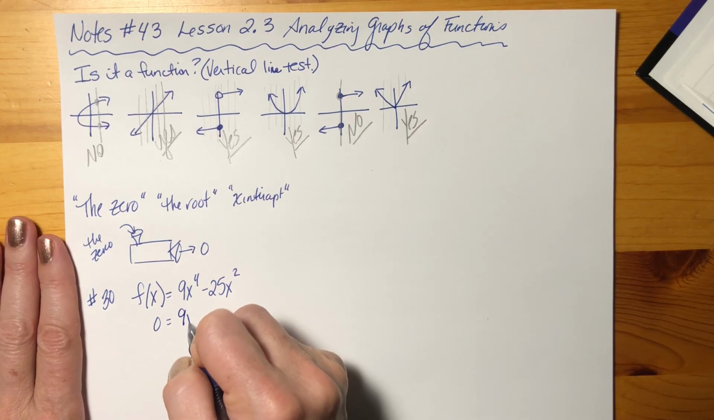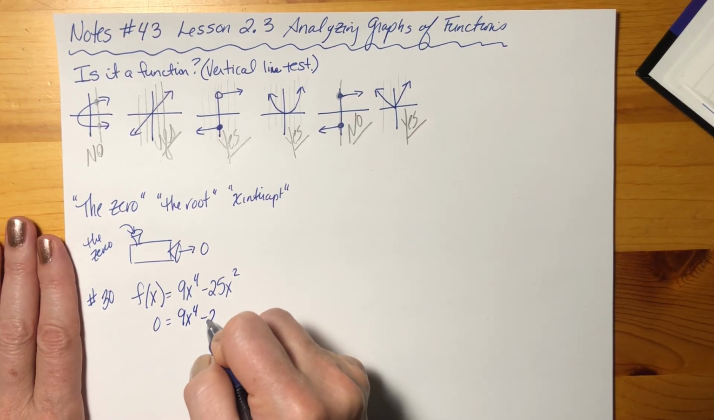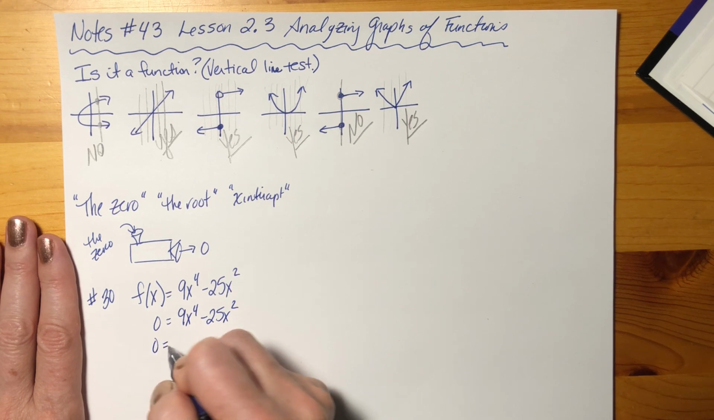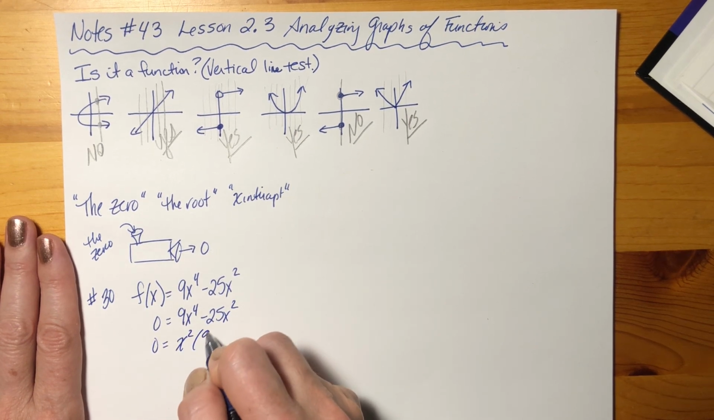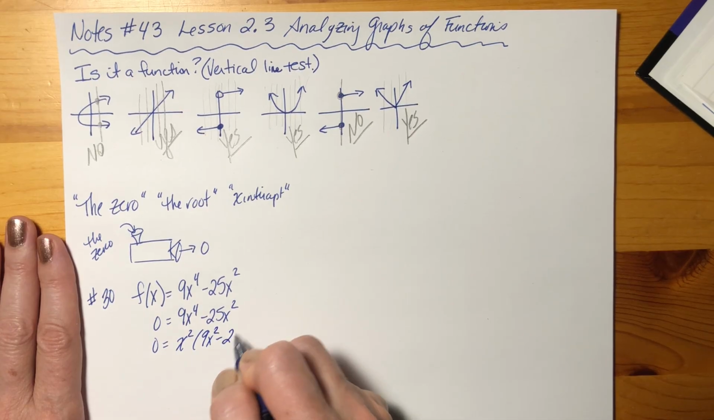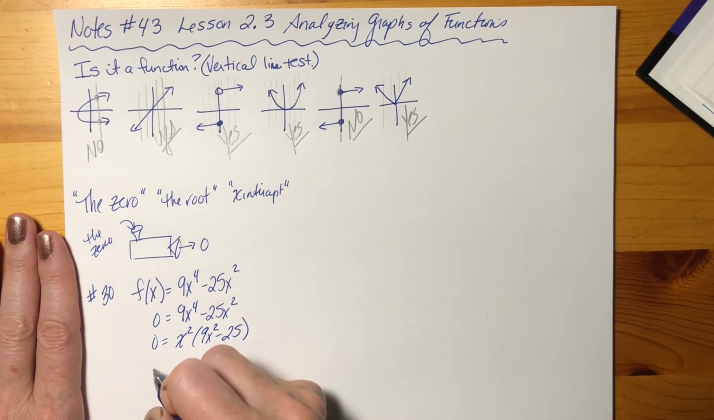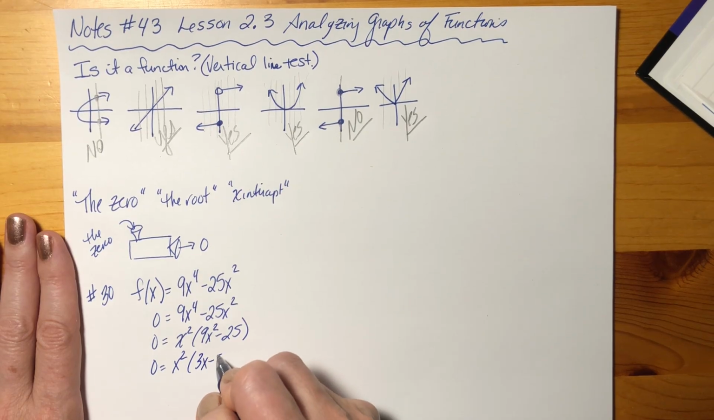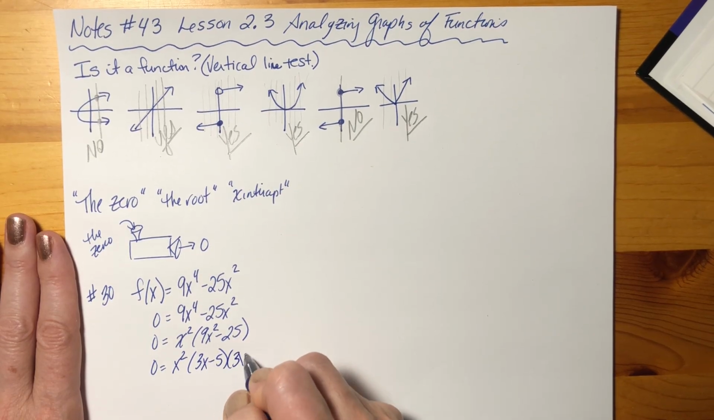Okay, so I've got 9x to the fourth minus 25x squared. Well, you can straight up factor that one, can't you? So let's see, GCF will be x squared. So it'll be 9x squared minus 25. Factor that one again. So I've got x squared, 3x minus 5, and 3x plus 5.